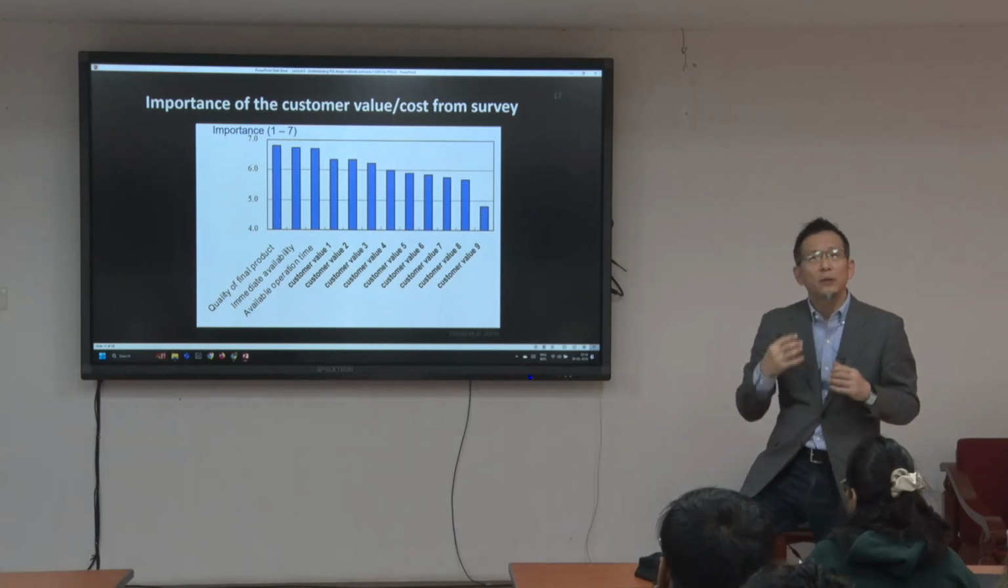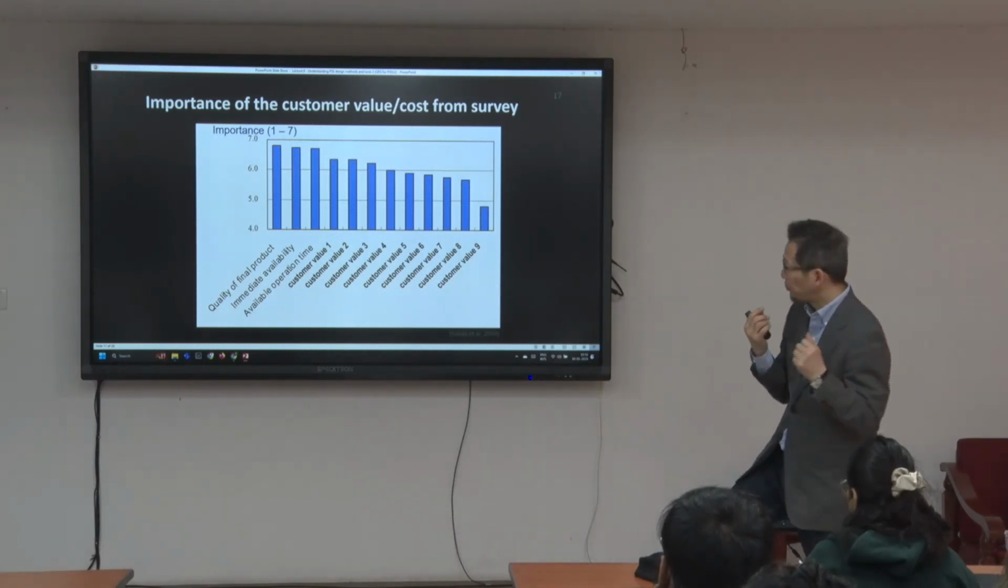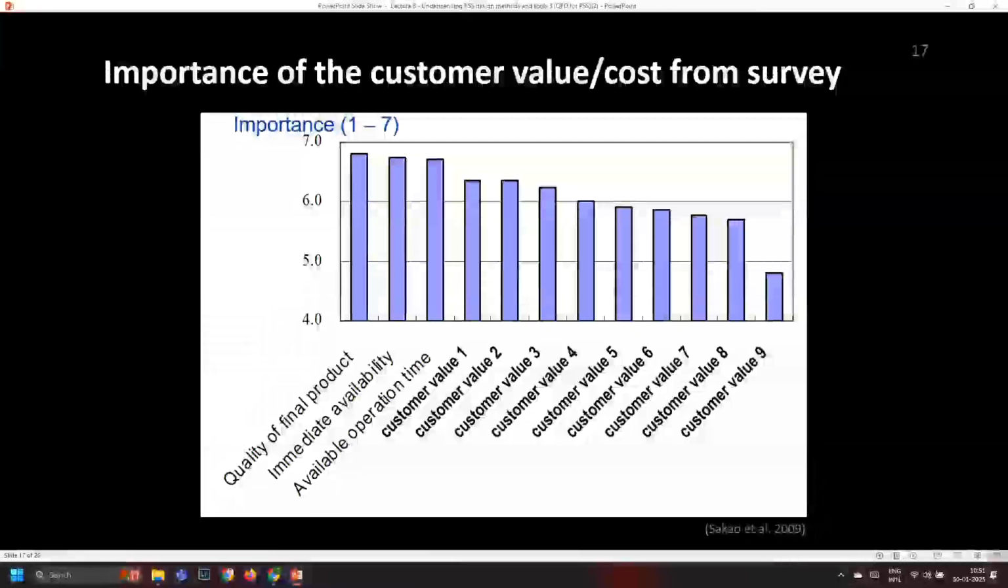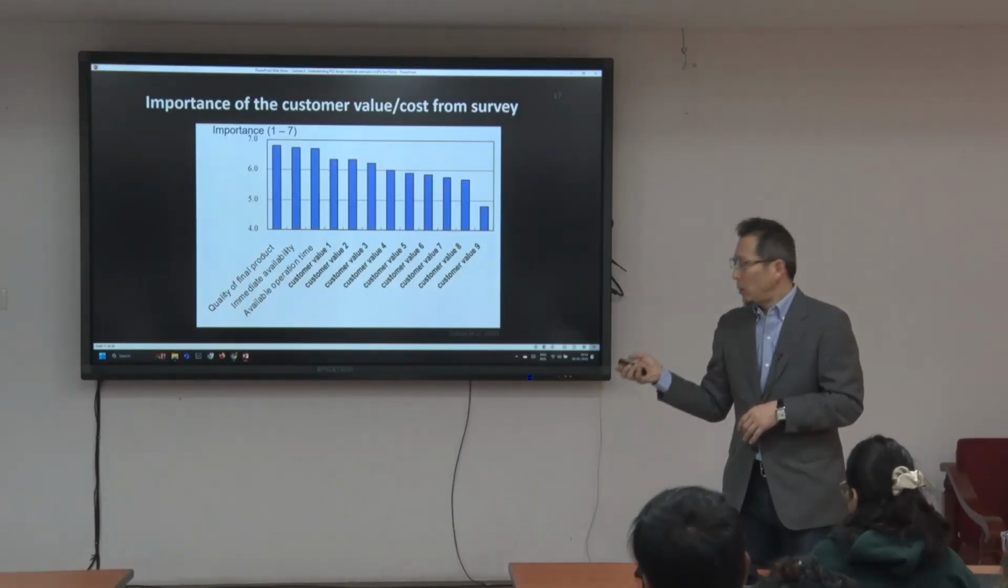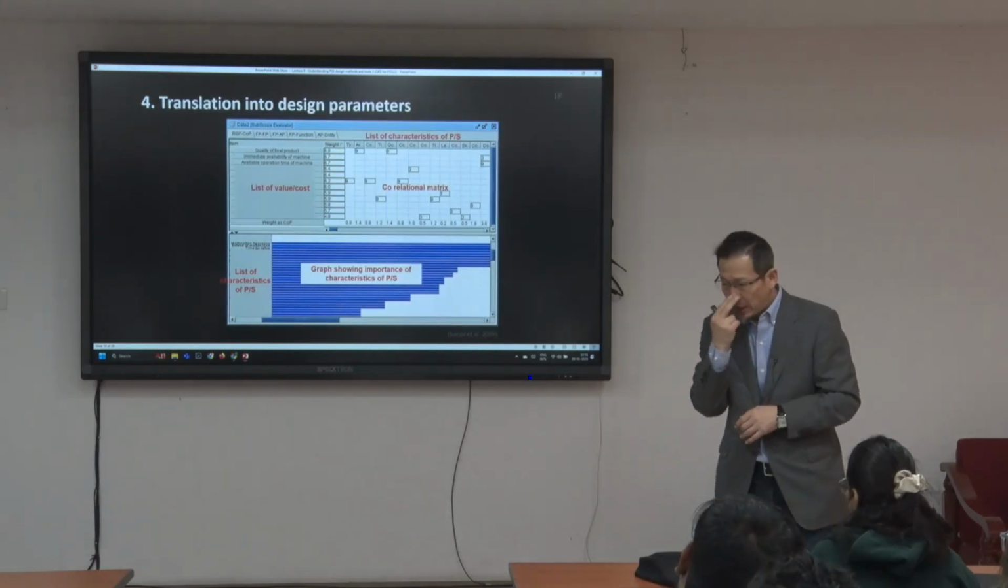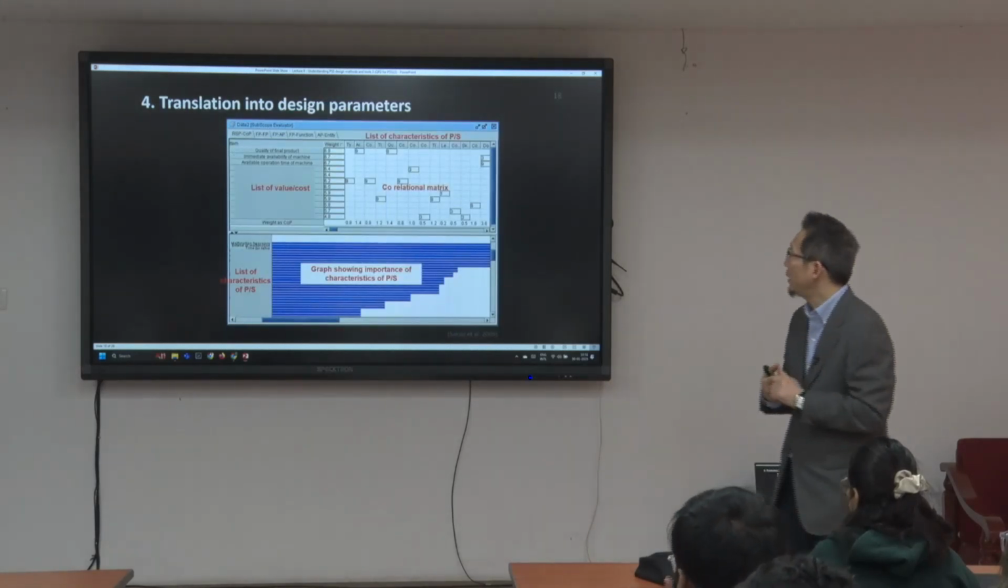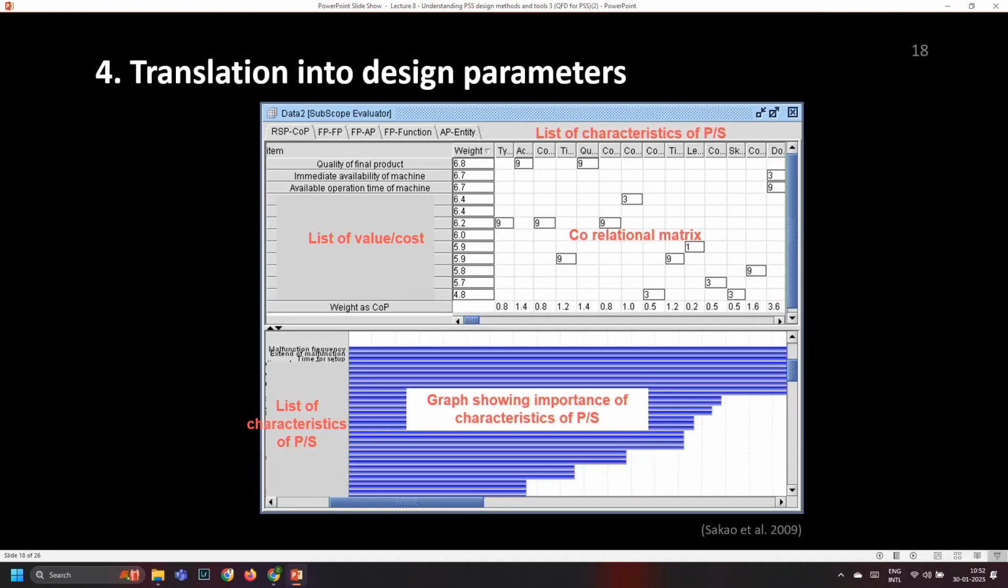Immediate availability. So as I said, the machine is time critical. So the customer finds immediate availability highly important. And available operation time in terms of calendar. So these were the top 3 customer values. So then what the next step, or step 4 of SPIPS, is, as I explained earlier, translating those customer values into characteristics of products and services.